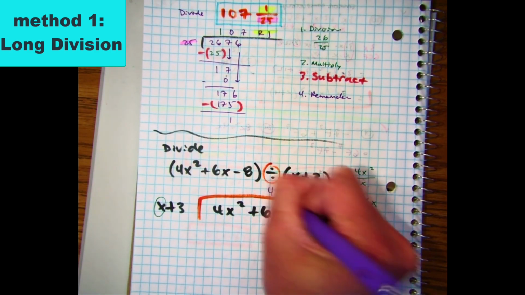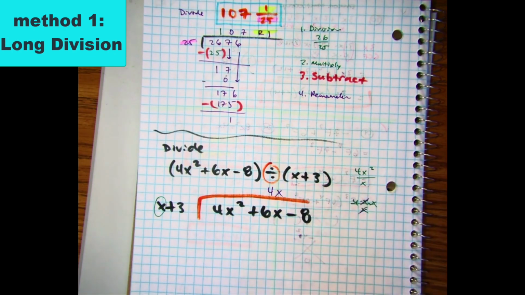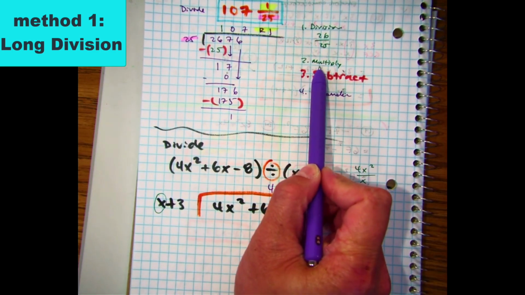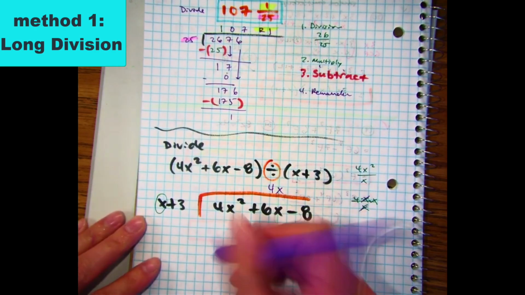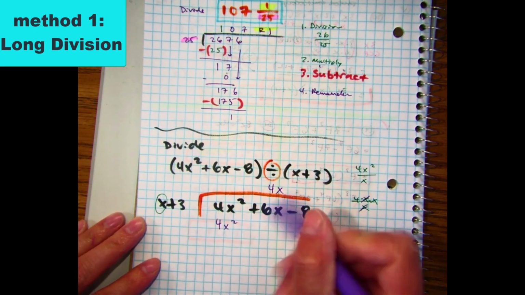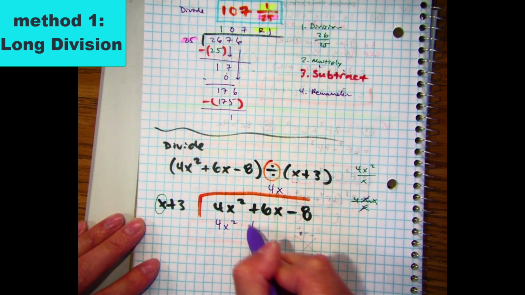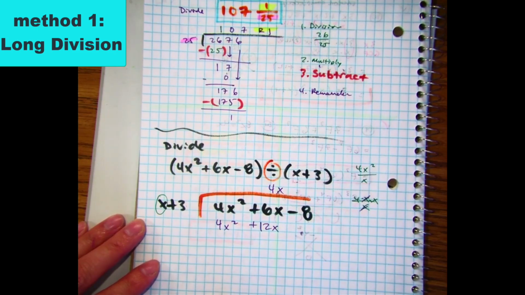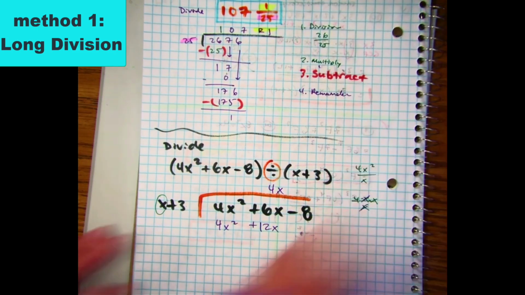Now I'm going to place the 4x here. The reason why I place the 4x here is because this whole column all the way down will always have the x's there. Next thing you're going to do is the same thing you did up here, is you're going to multiply. Class, what's 4x times x? 4x squared. And 4x times 3? We're multiplying, so you'll get 12x. Okay? So do the division, you're going to multiply, now we're going to subtract.